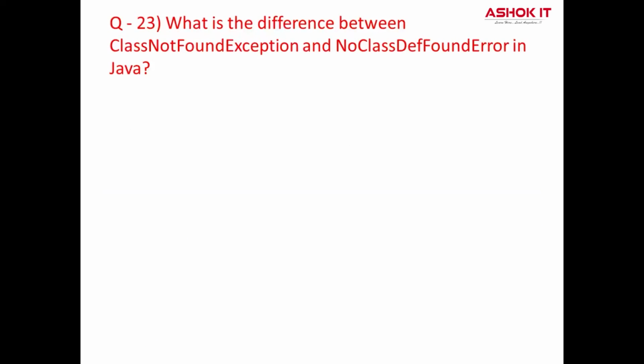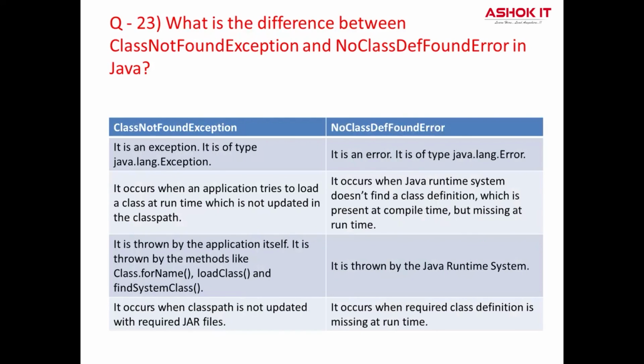Question number 23. What is the difference between ClassNotFoundException and NoClassDefFoundError in Java? Okay, so ClassNotFoundException is an exception and it is a type of java.lang.Exception. And NoClassDefFoundError is an error and it is a type of java.lang.Error. ClassNotFoundException occurs when an application tries to load a class at runtime which is not updated in the classpath. And NoClassDefFoundError occurs when the Java runtime system does not find a class definition which was present at compile time but is missing at runtime.